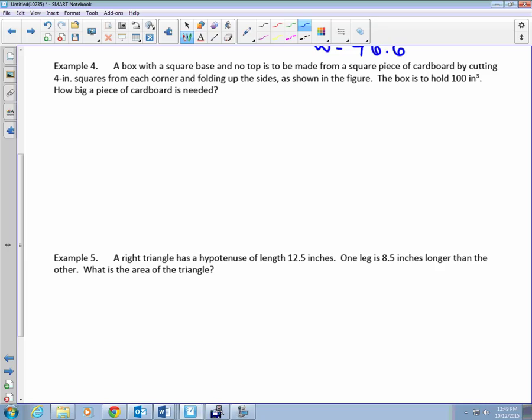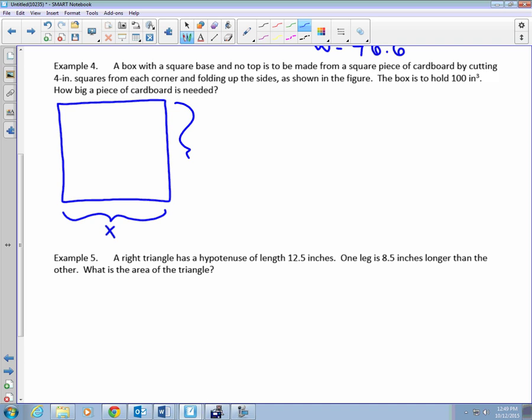Okay. So we're going to take this type of shape is what we did. We got square, x by x, and we cut these corners off. What do the corners measure? 4 by 4. Good. Now what?